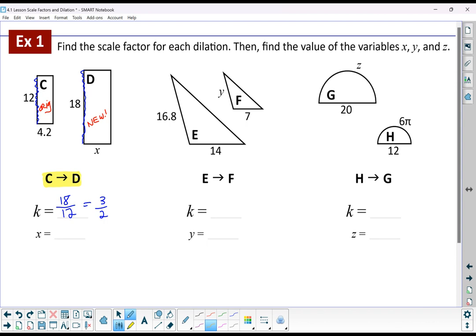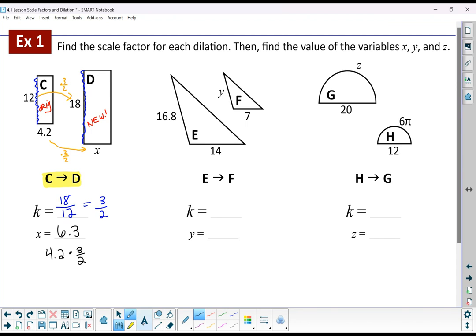So what that means is that I can multiply the 12 by 3 halves to get 18. And it's not just that side gets multiplied by 3 halves, it's that all lengths get multiplied by 3 halves. So if I want to calculate the value of x, I just need to take that 4.2 and multiply it by 3 halves. And so that gives me, if I do that in my calculator, a length of 6.3 for x.